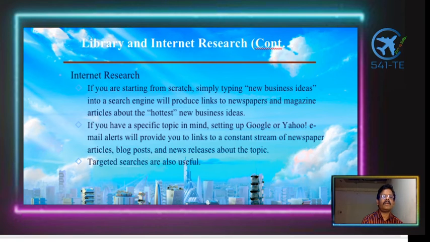Another important thing is internet research. If you are starting from scratch, simply type new business ideas into a search engine and it will produce links to newspapers and magazine articles about the hottest new business ideas. If you have a specific topic in mind, go to Google and Yahoo. Email alerts will be provided to link you to a constant stream of news, articles, blog posts, and news releases about the topic. Targeted searches are also useful.